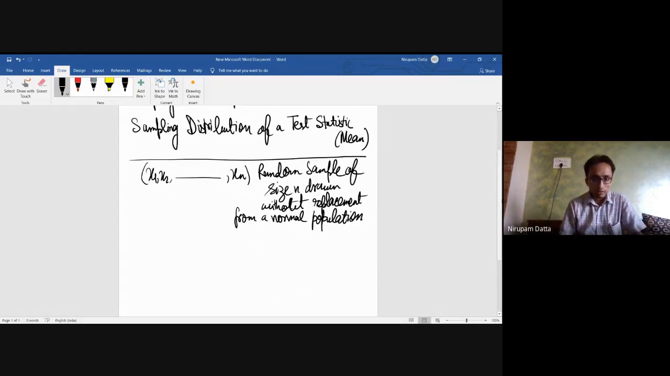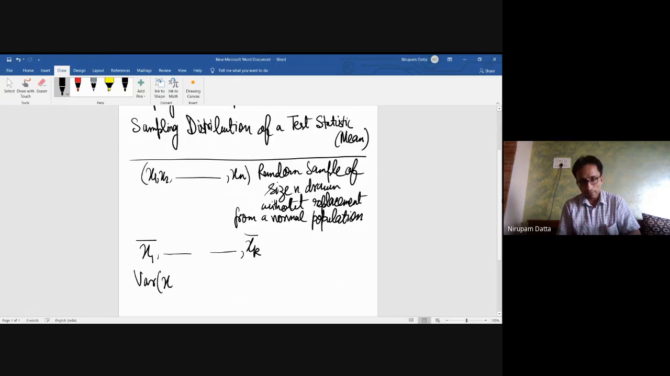For each of these random samples that you draw from the normal population without replacement, you generate the sample mean. So you generate k sample means, x1 bar, x2 bar, ..., xk bar, from k random samples. In this case, the variance of the sample mean, that is, the sampling distribution of the sample mean, will be given by this expression: sigma square by small n, into capital N minus n, divided by capital N minus 1.